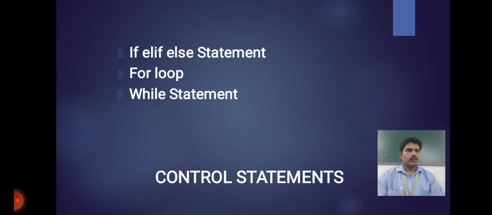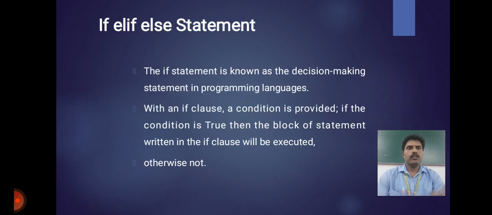So the first one is the if, elif and else statement. The second one is the for statement, and the third one is the while statement. We are going to see them one by one in the topics below. First are the if, elif and else statements. So what is the if statement going to do in Python? The if statement is known as the decision making statement in programming languages. This statement is used so that when the condition is true, the block of statements is executed, otherwise it is not.